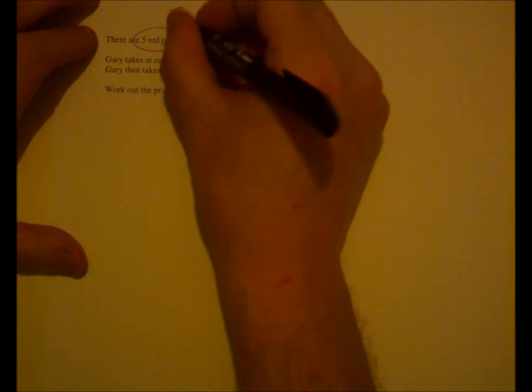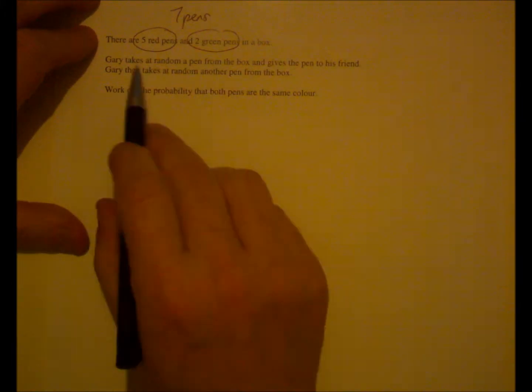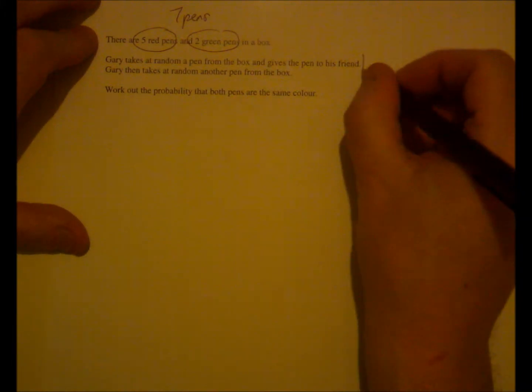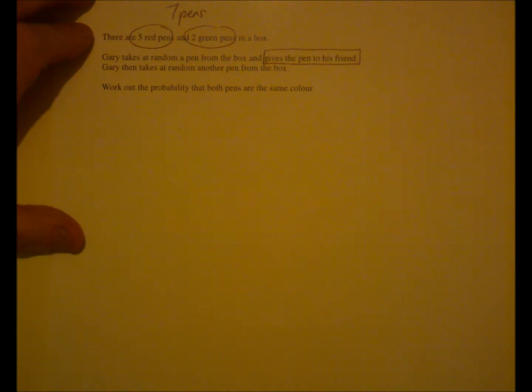Our final question is question 18, and it's a probability question. There are 5 red pens and 2 green pens, so there are obviously 7 pens in total. Reading it carefully, we can see that we take a pen at random, but then we give that to our friend, so it is removed from the situation. Gary then takes another random pen.